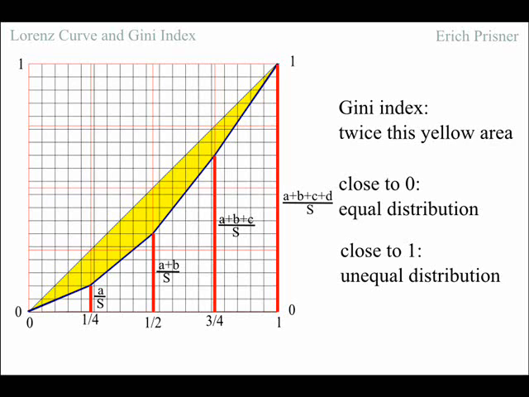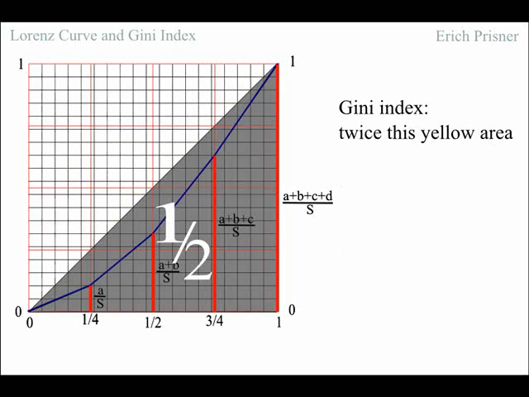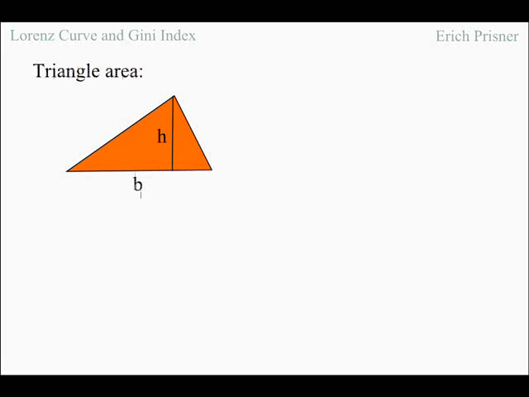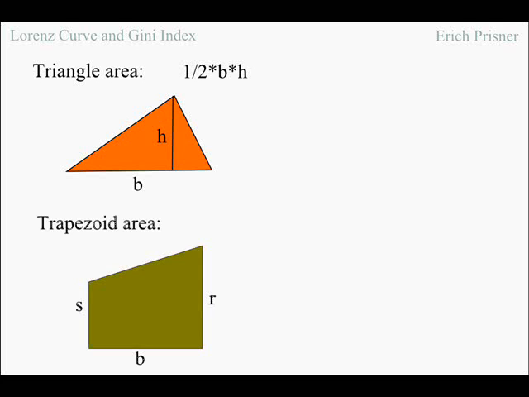Let us calculate the area of the yellow shape. Since we know that the area below the diagonal in a unit square is 1/2, all we need to find out are the areas of the 4 colored shapes below. They are 1 triangle and 3 trapezoids. Recall that the area of a triangle is 1/2 times base length times height, and for the trapezoid it is base length times average height of left and right side, and this average height is 1/2 of the sum of left and right side.